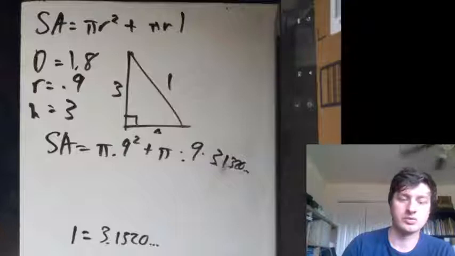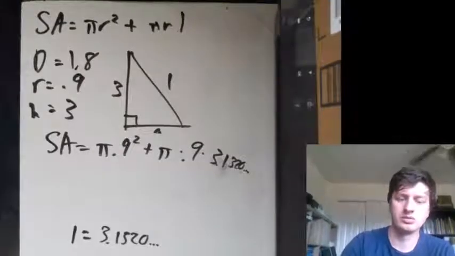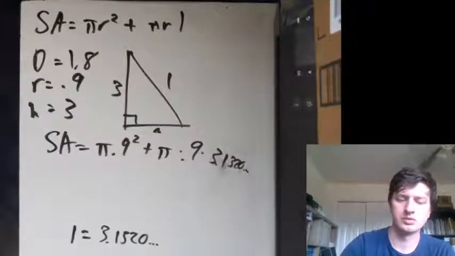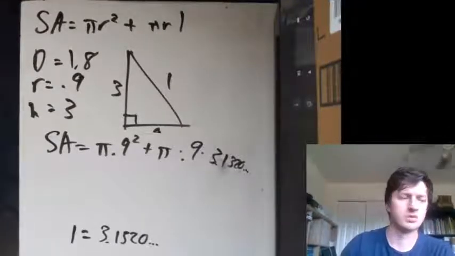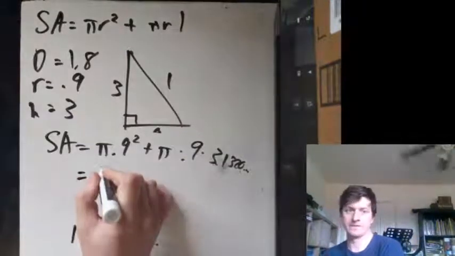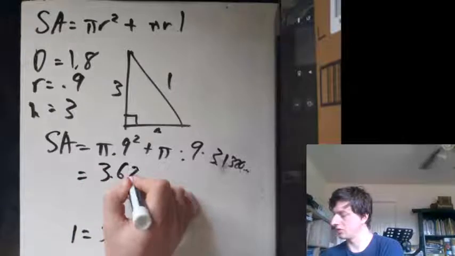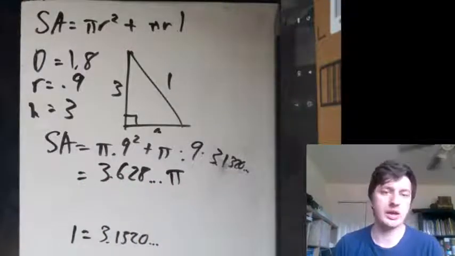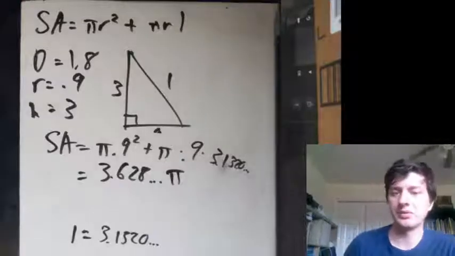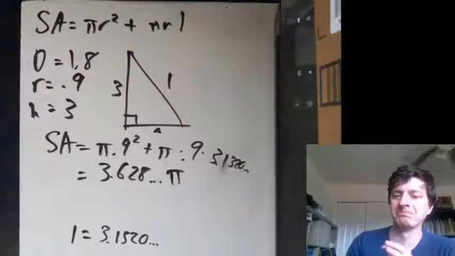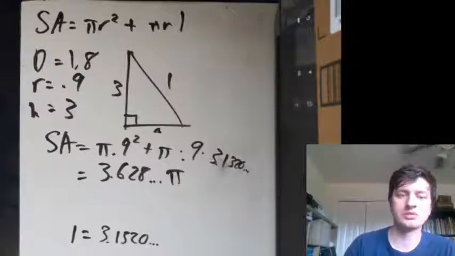This number times 0.9 plus 0.9 squared, that gives 3.628 pi. So I'm leaving everything in terms of pi, not multiplying the number by pi. I'm combining it like it was a variable to keep it. Okay, so that's how we find the surface area.